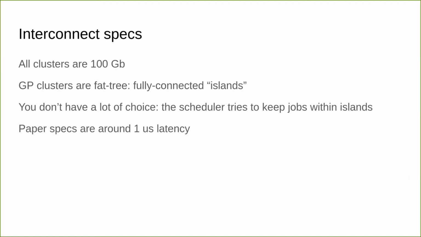I'm just going to go straight on to interconnect specs. All clusters have 100 gigabit interconnect. In general, the GP clusters are what we call fat tree, which really means that there are subsets of nodes which are in fully connected islands. That is, they're plugged into the same interconnect switch. And then those islands are fed through multiple links into a higher level switch. So the effect is that if you land on nodes which are on a single island, you'll have much better performance.